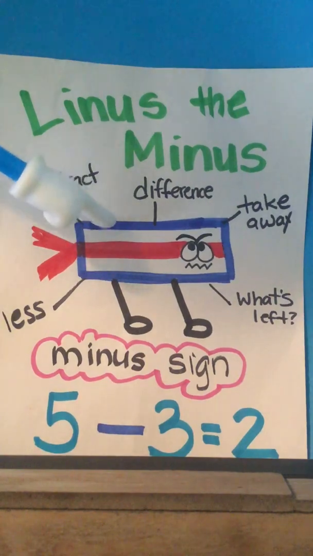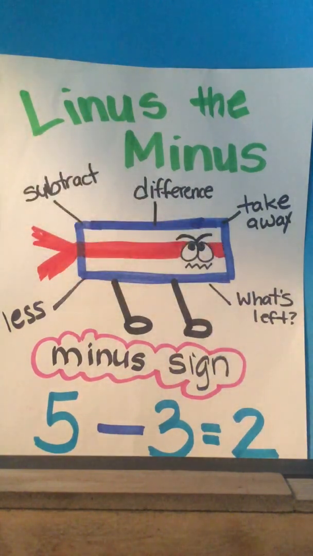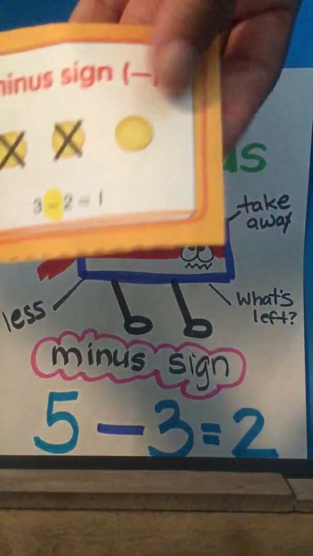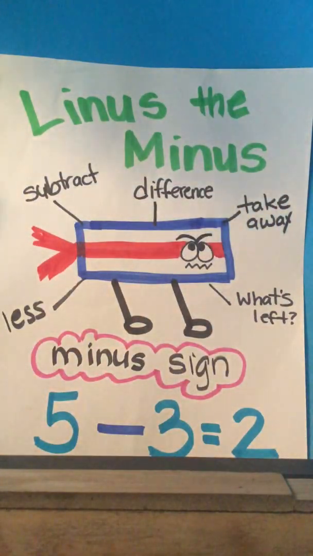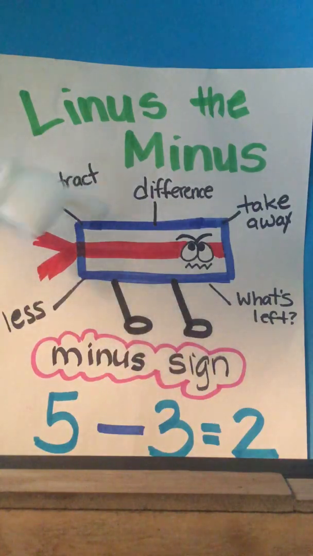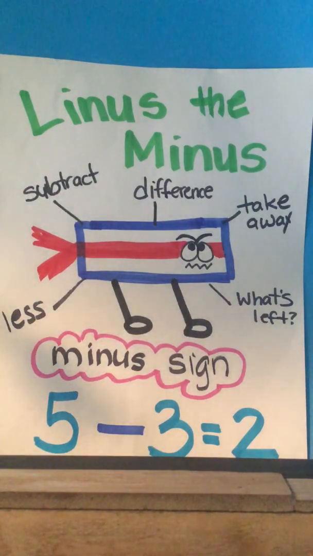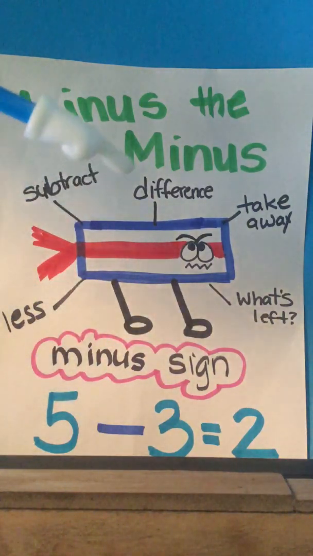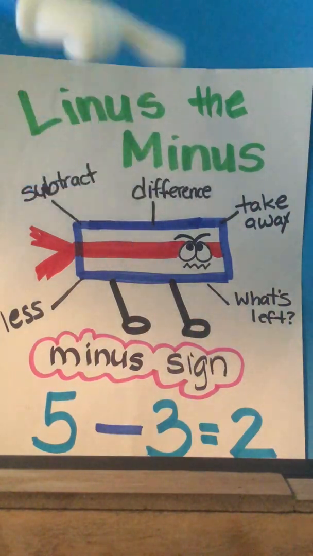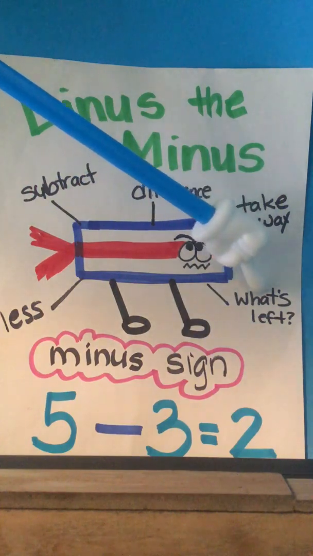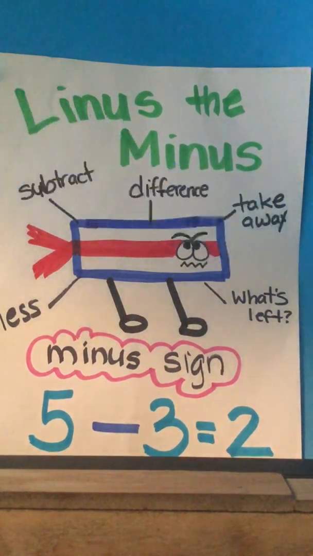Boys and girls, he is the minus sign. Just like you saw here. See? He is the minus sign. And boys and girls, we use the minus sign, Linus, to subtract, don't we? When we want to find out what the difference is. And when we take away, we use him. And we want to find out how many are left, we have to use this symbol to show all that.